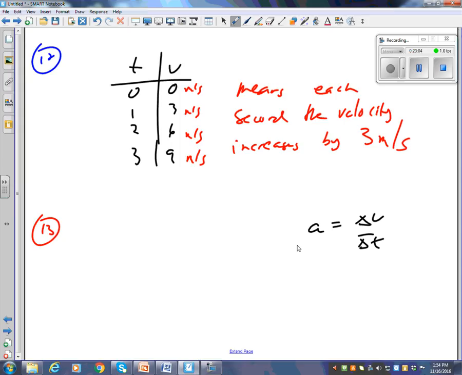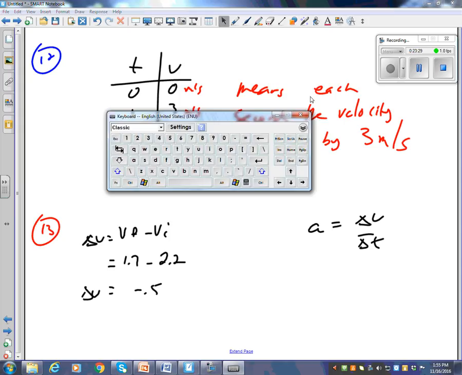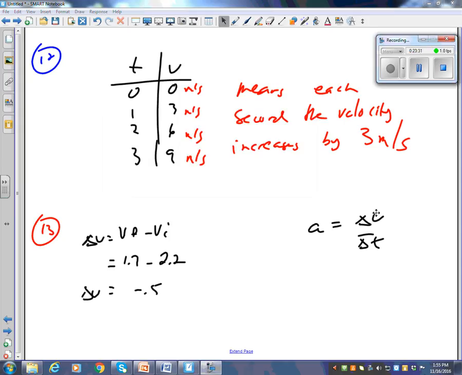Okay? So you need to write delta V is final minus initial. The final speed is 1.7. The initial speed is 2.2. And you divide by, oh no, hang on. And you get an answer of minus 0.5. That, my friends, is the change in velocity. That's what goes over here. Minus 0.5 over 2.6 seconds. So A is equal to minus 0.19 meters per second squared.